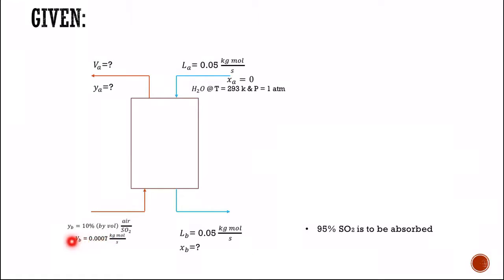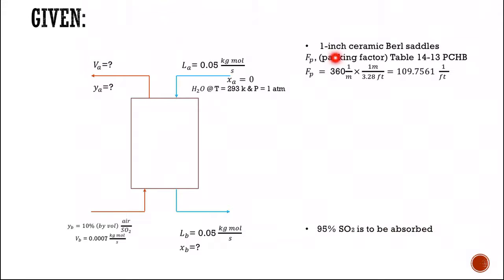We also have the gas feed rate as 0.0007 kilogram mole per second, and a mole fraction of 10% by volume SO2 in air. We also don't have the product gas, which we will be calculating. Other specifications include 95% SO2 to be absorbed and 1-inch ceramic Berl saddles. Calculating first for the packing factor from table 14-13 using our handbook, we get 109.7561 per foot.